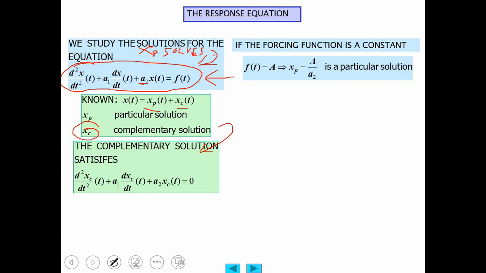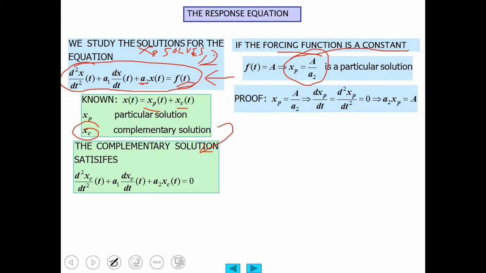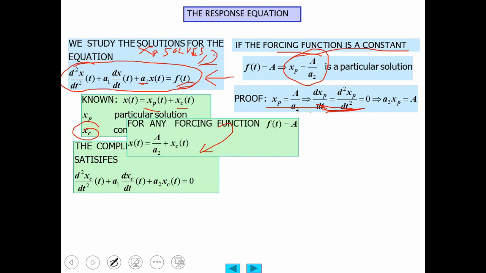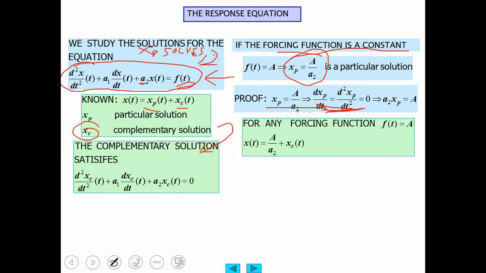Well, if F is a constant, like we considered before, it's pretty easy to see here's a particular solution. Because the derivative of this is 0, we're just going to have A2 times capital A over A2 equals A. Here's the derivatives equals 0, right there. This then will be a solution to this.